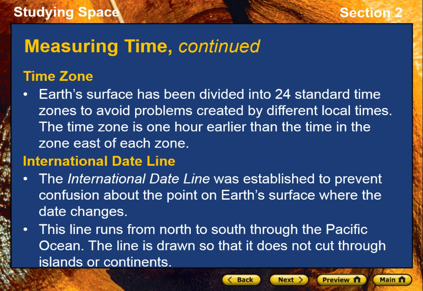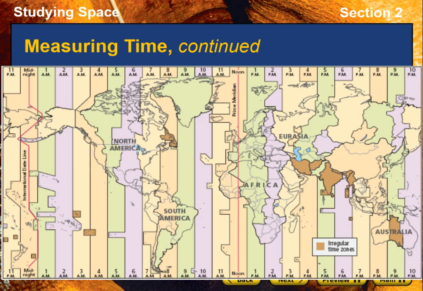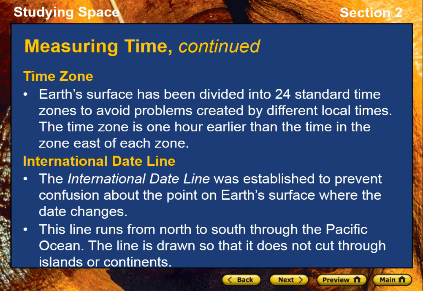Time zones. Using the sun as the basis for measuring time, we define noon as the time when the sun is highest in the sky. Because of Earth's rotation, the sun is highest above different locations of Earth at different times of day. Earth's surface has been divided into 24 standard time zones, as is shown on the screen here, in order to avoid problems created by different local times. In each time zone, noon is set as the time where the sun is highest over the center of that zone.